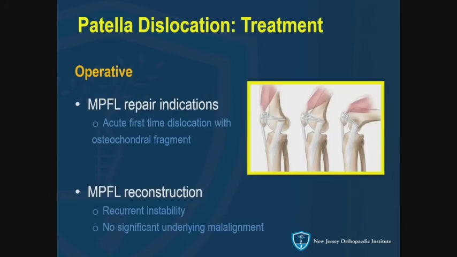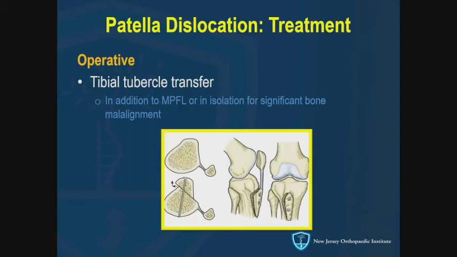When we do operate on these, we're generally operating for first-time dislocators with loose bodies. We'll take the loose body out and try to repair the ligament. Otherwise, we're doing an MPFL reconstruction similar to ACL, PCL. We're actually reconstructing the ligament, and you can get a nice shot of that here. When patients have bony malalignment, aside from doing a soft tissue procedure, we're going to add in a tibial tubercle transfer, where you can see we actually cut the tibial tubercle where this attaches, and we shift it over medially, and you get a nicer shot of it here. And we're actually correcting the bony malalignment.